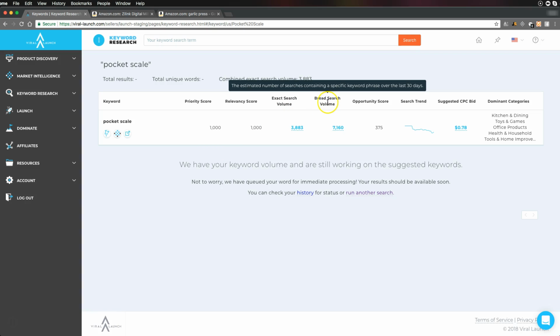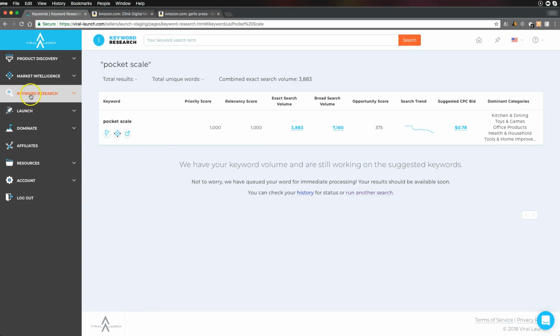We do some in-depth analysis of the keyword pocket scale on Amazon, and all this exact search volume, broad search volume, is literally the exact search volume from Amazon. Amazon provides this information for the keyword research tool by Viral Launch. This is the exact amount of people that come to Amazon and look for pocket scales.